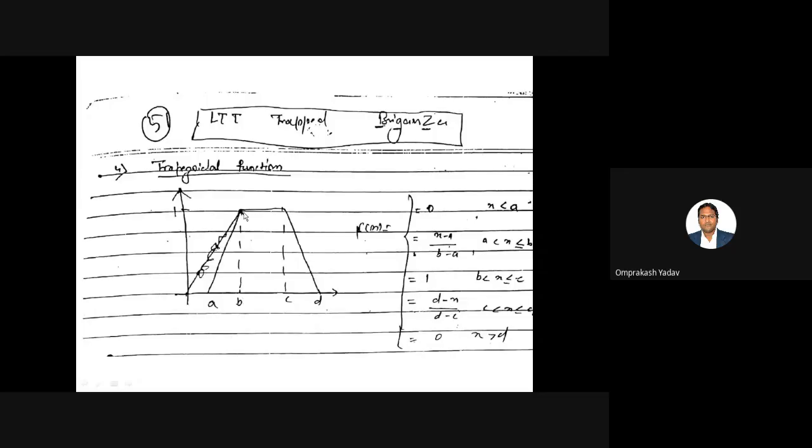Then there is one constant parallel line, right? So this is straight away equal to 1, and the limits are b to c. Then the next line is a decreasing line. If there is a decreasing line, you subtract that variable from this particular point. So d minus x divided by d minus c. And the limits will be what? x is between c and d, less than or equal to d. And when x is greater than d, the value will be 0.